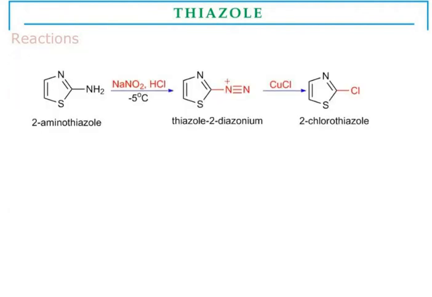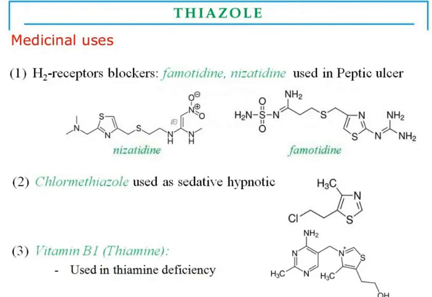Now you can see the 2-aminothiazole reacts under these conditions, NaNO2, HCl, minus 5 degrees Celsius, and you will get thiazole-2-diazonium, and again with cuprous chloride it will give 2-chlorothiazole.